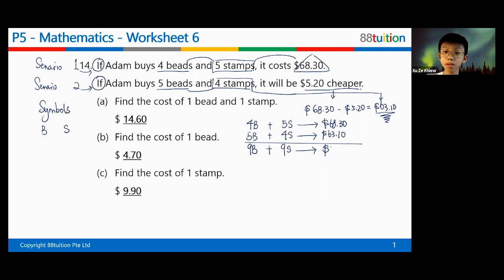131 and 40 cents. Very good. 131 and 40 cents. But mind you, we have to show the working. So let's take a look at this. Step 1, we have this. Then step 2, we must add them up.